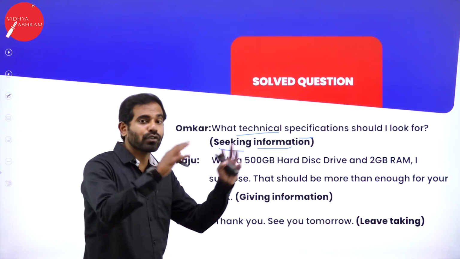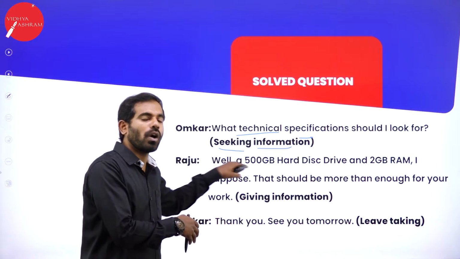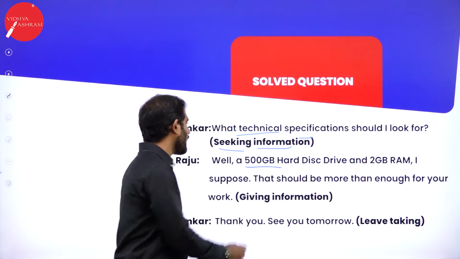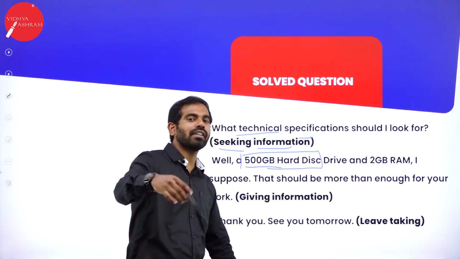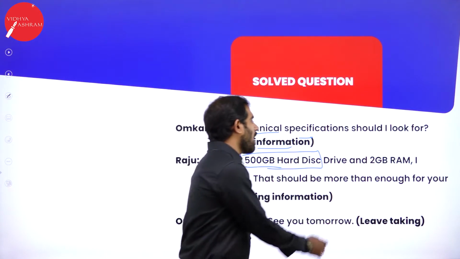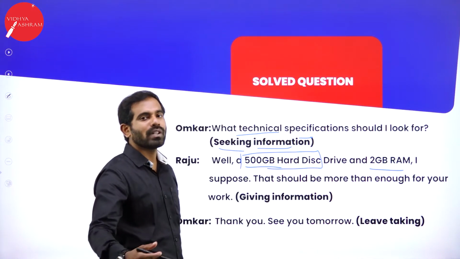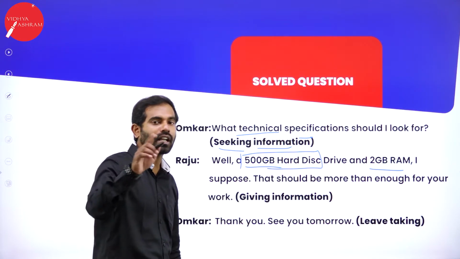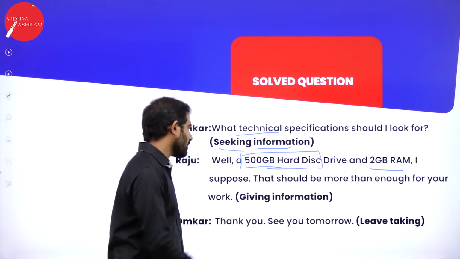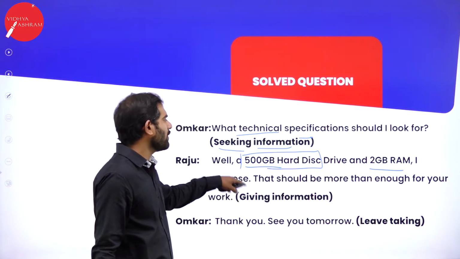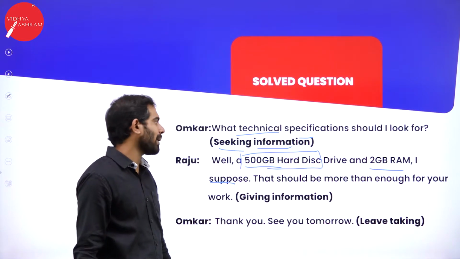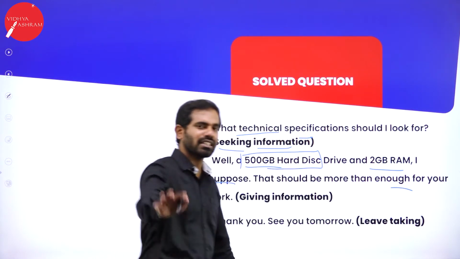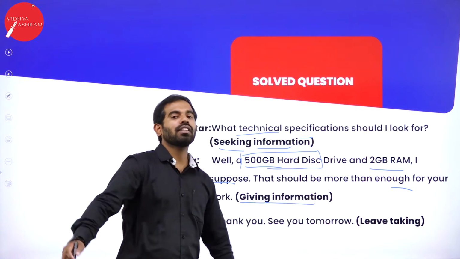Raju says, well, you don't have to invest much. You don't have to have a supercomputer just because you want to work on a computer which works faster. He says, just a 500 GB hard disk, in a sense where you'll be saving your personal files. Hard disk drive and 2 GB RAM, which will help the computer to process or to access the computer files very fast. Depending on the RAM, the computer works faster. I suppose that is enough. He says, well, a 500 GB hard disk drive and 2 GB RAM, I suppose. That should be more than enough for you. That's enough. And what did he give now? He gave the information.